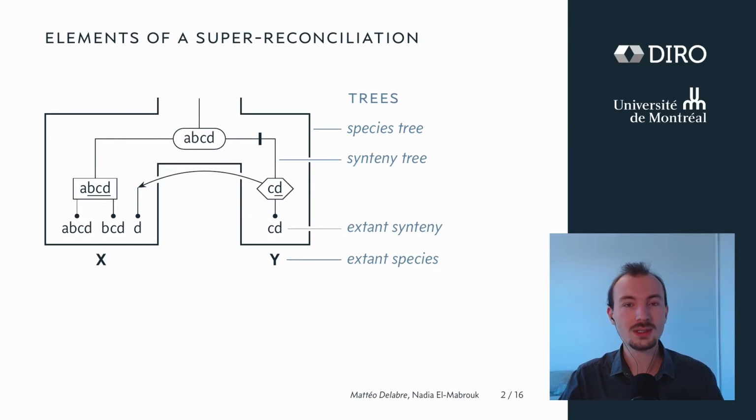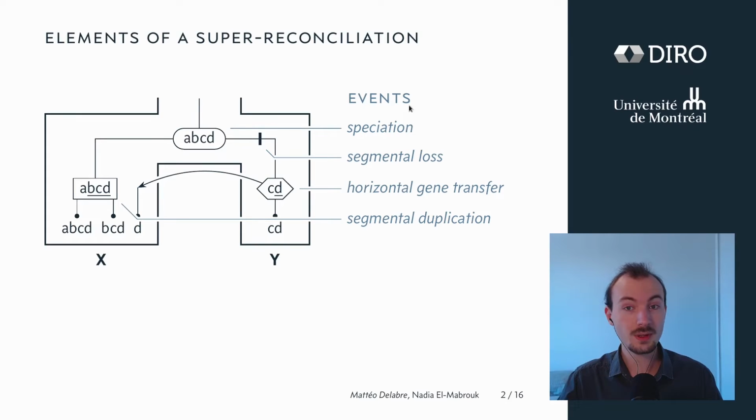This tree embedding displays a detailed history of the evolution of the syntheny family. If we start at the root of the tree, we can see that there is a speciation event here that led to the formation of two different copies of the syntheny in two different species. On the left branch, there is a segmental duplication that led to an additional copy of the syntheny in the same genome, but only of a segment of the original syntheny. On the right branch, after a partial loss that led to the loss of the genes A and B, we see that there is a transfer of the syntheny to the other genome through a horizontal gene transfer event.